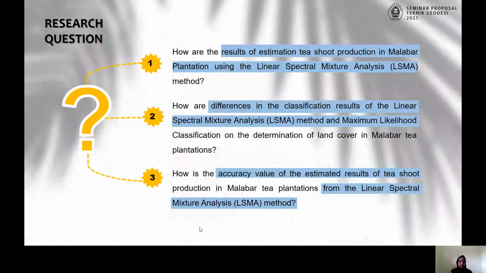Moving on to research question. Questions on this research include: first, result of estimation of tea production in Malabar Plain Station using linear spectral mixture analysis. Second, difference in the classification result of the linear spectral mixture analysis and maximum likelihood. Third, accuracy value of the estimate result of tea linear spectral mixture analysis.